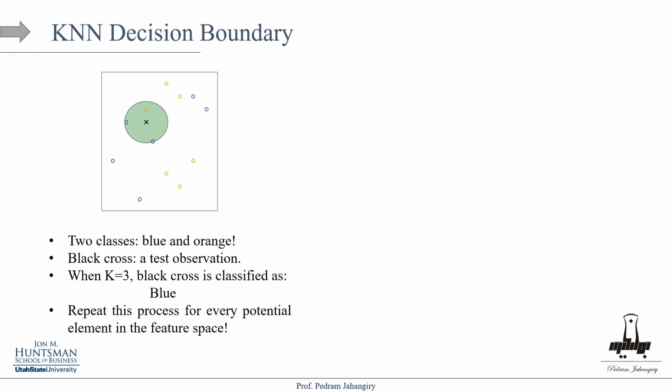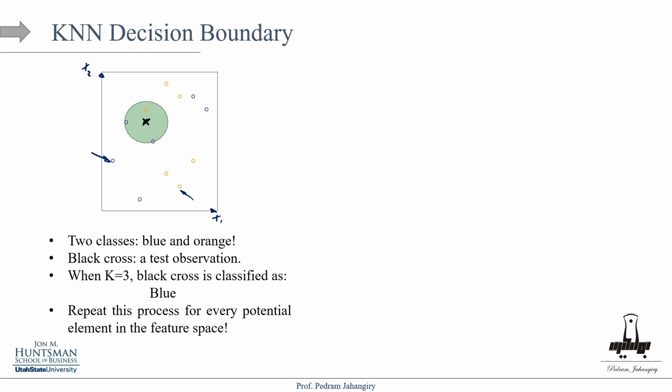Okay, so here in this very simple example, we're going to have 2 classes, blue and orange. So this is class blue, this is class orange. And as you can see, the data is only 2 dimensions, so the dimension of the data is very small. The black cross is a test observation. So at the end of the day, we want to see what is the class of this black cross.